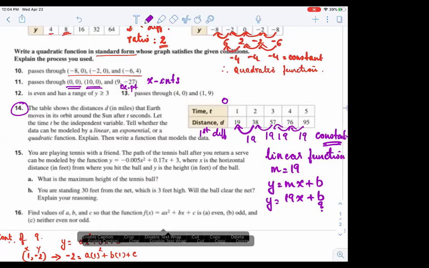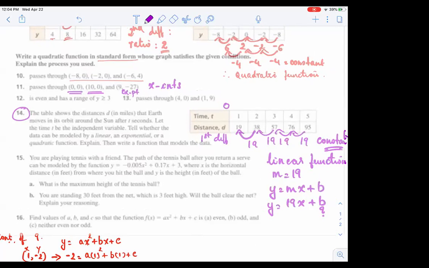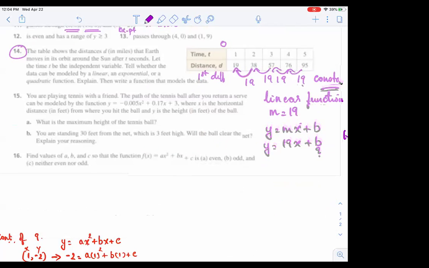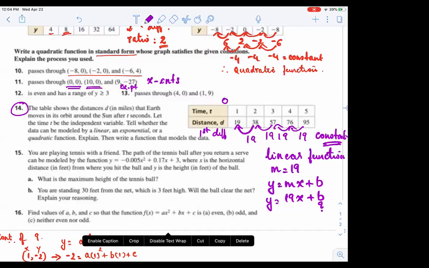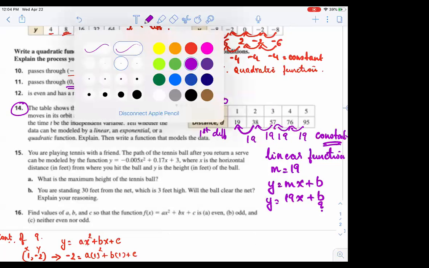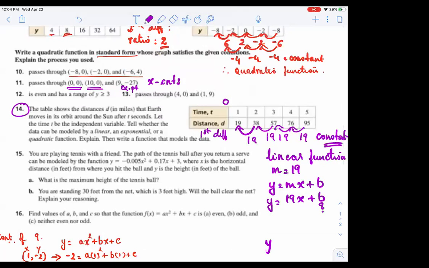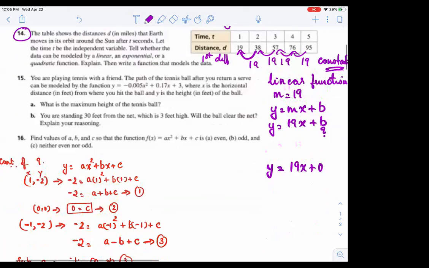So just go back one more time. Okay, go back one more time. When you go back to 0, what is the y value? 0. 0. So you have y. Okay, y is equal to 19x plus 0, or y is equal to simply 19x.